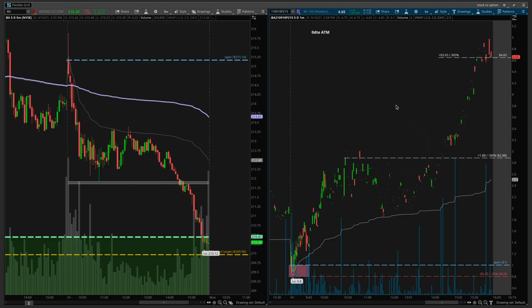Jumping right back to the chart, we can see by the time we hit the first target, already up 180%, which is nuts. Again, very painless trade. Drawdown from a risk reward standpoint, it's definitely worth it.